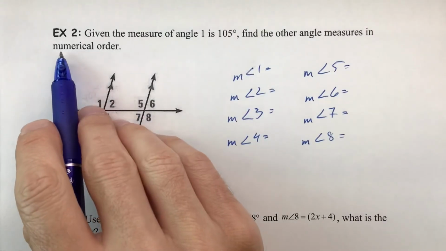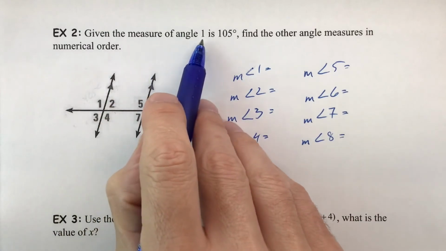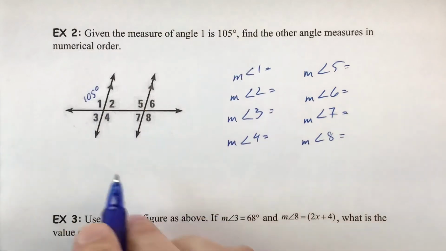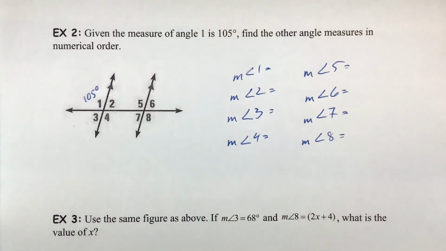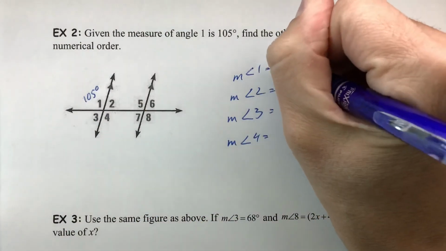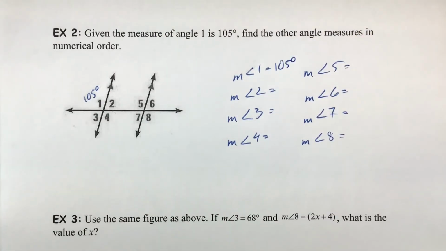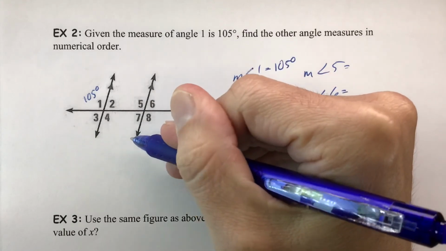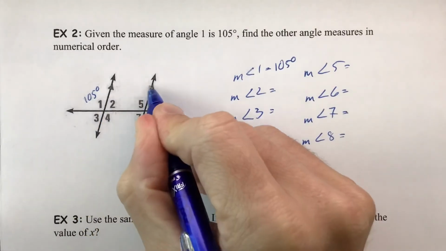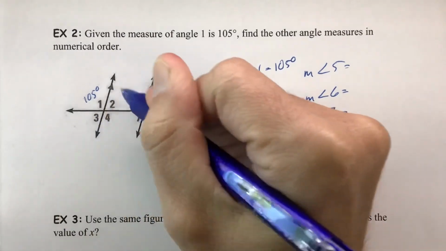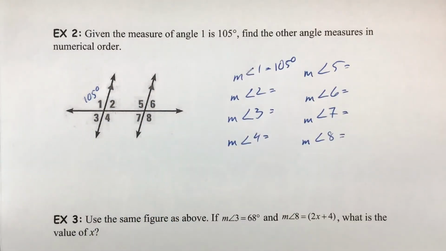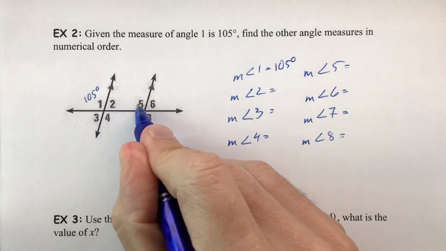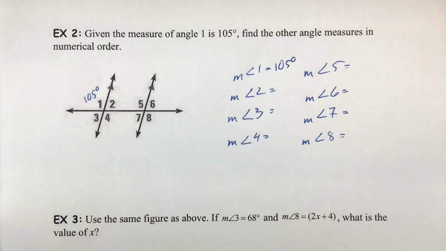All right, so example 2. Given the measure of angle 1 as 105 degrees, right? So 105 degrees over here, find the other angle measures in numerical order. So we're going to figure out all of these. Well, 105 is 1. So notice that these two lines right here are going to be parallel because they have these little arrows on them. So those are the markings to indicate that these are running parallel with each other. All right, so if that is true, that means that this intersection, 1, 2, 3, and 4, is all going to match up with 5, 6, 7, and 8. They're all going to be the same size.